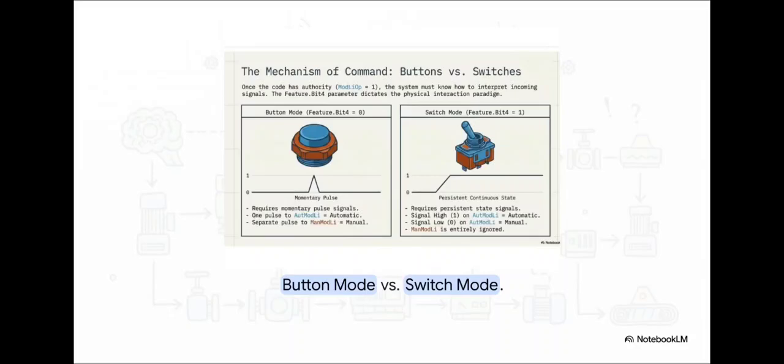Let's look at exactly how feature.bit4 handles this. On the left side, if feature.bit4 is set to 0, we are in button mode. The system is just waiting for a temporary pulse, a quick spike from 0 to 1 and back, just to kick on automatic mode. But on the right, if feature.bit4 is 1, we're in switch mode. The system now relies on a persistent signal. And what's absolutely vital to remember here is that in switch mode, a high signal, a 1, means automatic. If it drops to 0, it means manual. Because of this dynamic, the dedicated manual input, ManModLi, is literally completely ignored by the system. The switch's position tells the whole story.